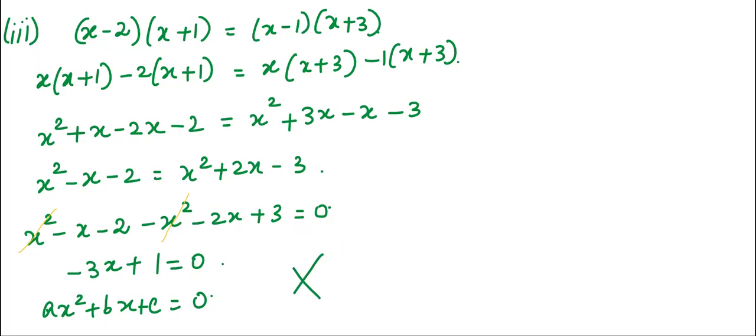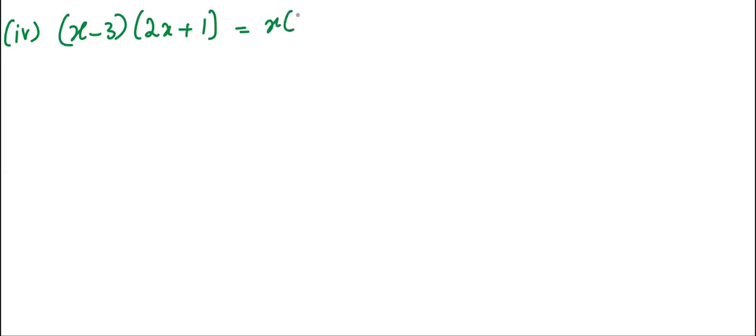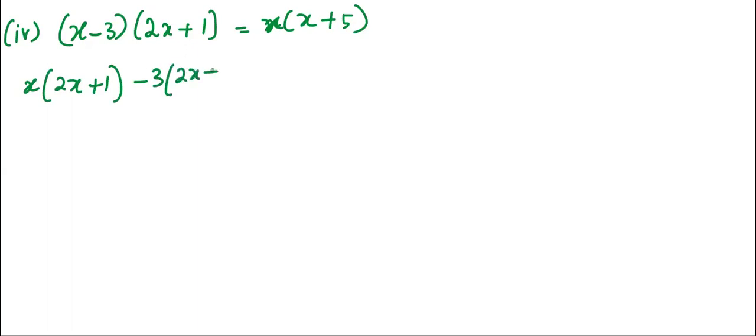Okay. Now, next question. Question number 4. What is question number 4? So question number 4 is x minus 3 into 2x plus 1 is equal to x into x plus 5. Now this is the fourth question. Same thing, you will do the distributive property. So x into 2x plus 1 minus 3 into 2x plus 1 is equal to x into x plus 5.